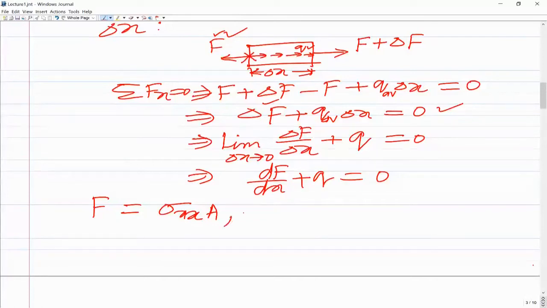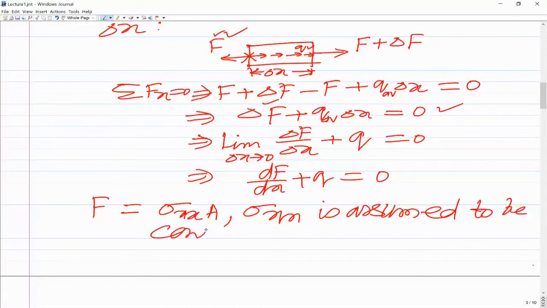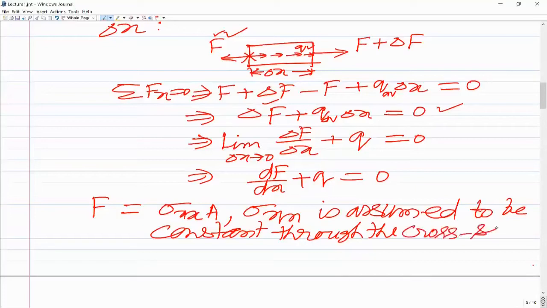So in this model, when I say F is equal to sigma xx into A, we are assuming that sigma xx is constant through the cross section. That means it can be a function of x, but it is independent of the cross sectional coordinate. So constant through the cross section, and that is why we are able to write it as sigma xx into A. Class chal rahi hai.